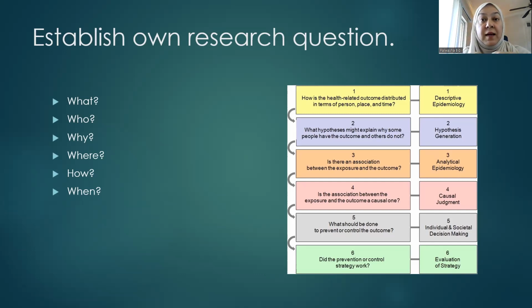So, if we say that people who smoke are more likely to have lung cancer, we are claiming an association. And whether that association really exists in the population or not is subject to research, which is analytical epidemiology. Then there is causal judgment, to actually say that such and such thing has caused this disease.